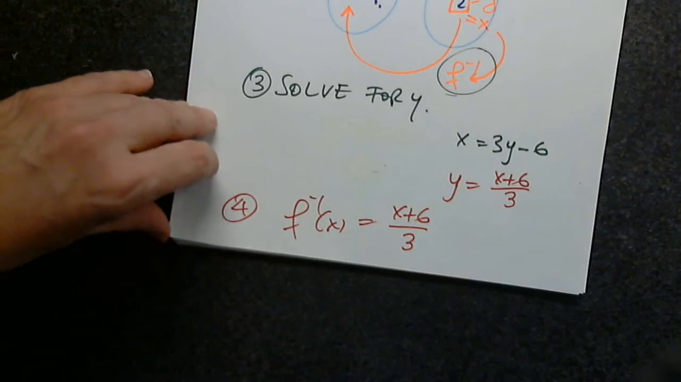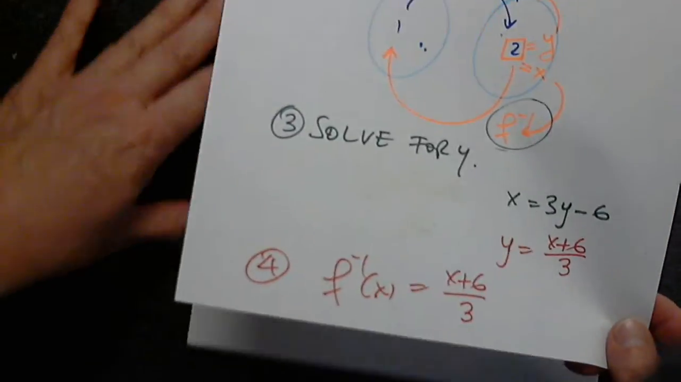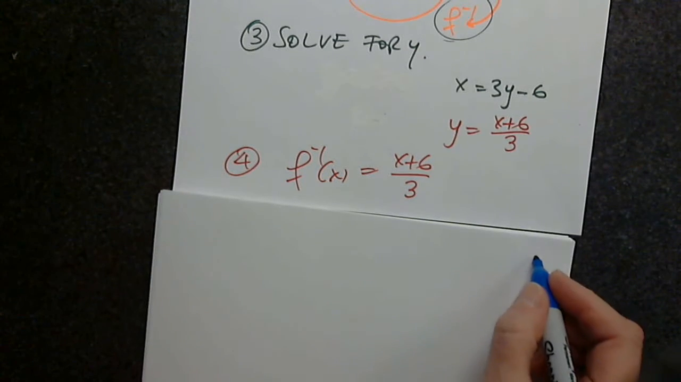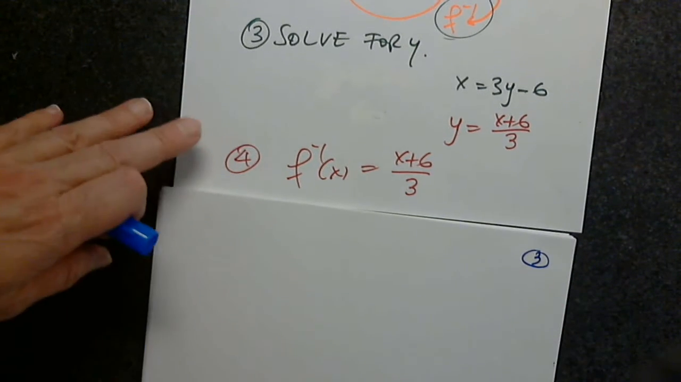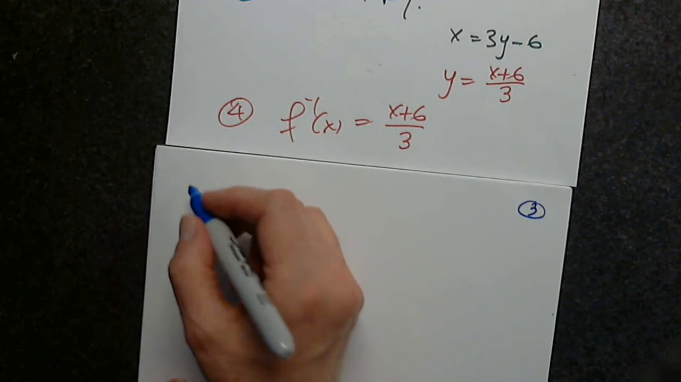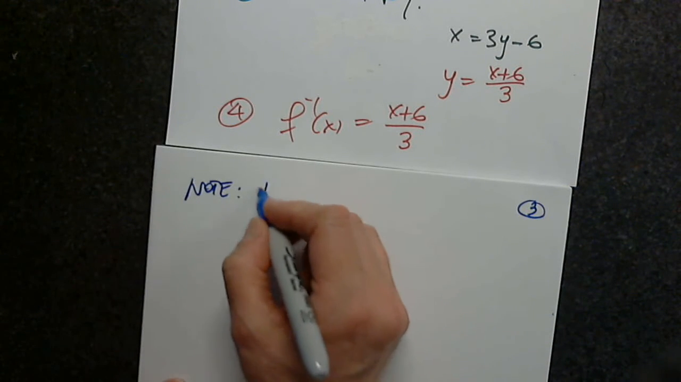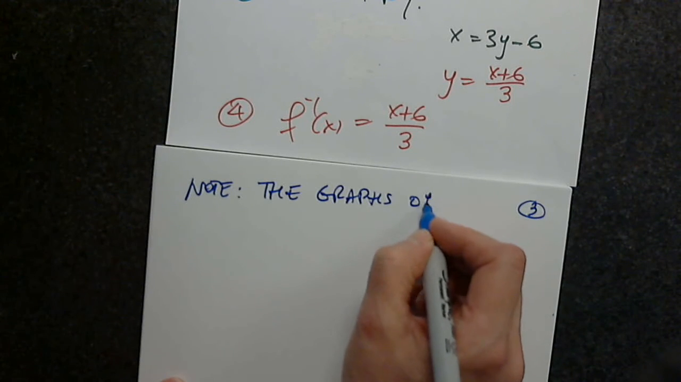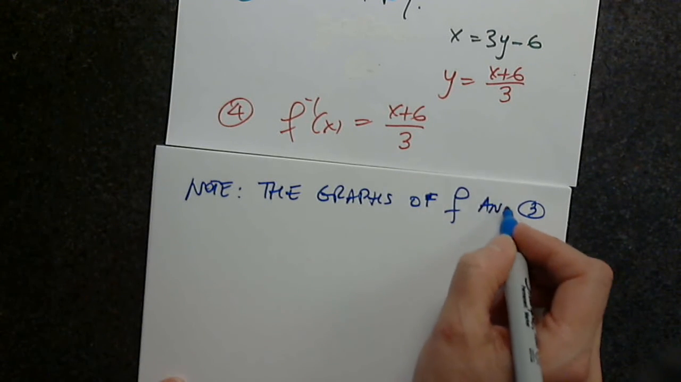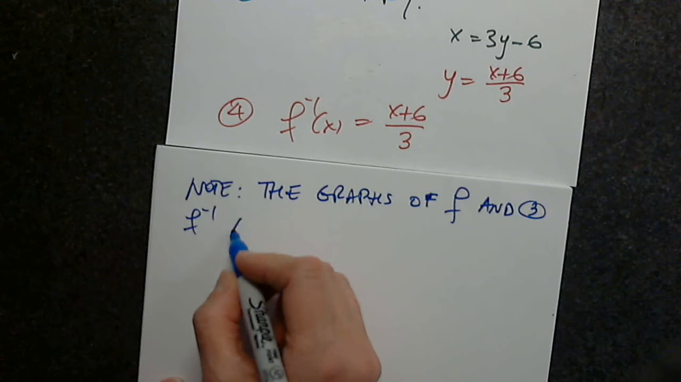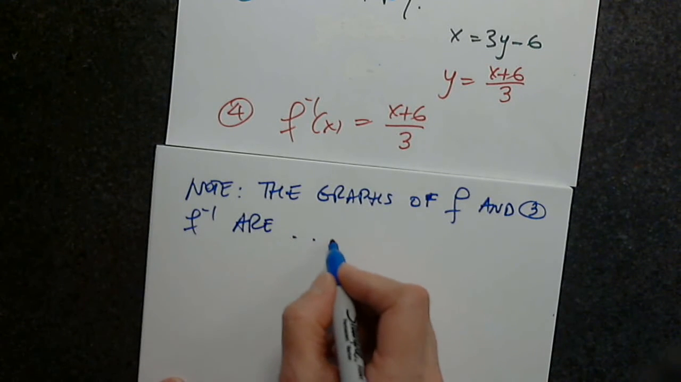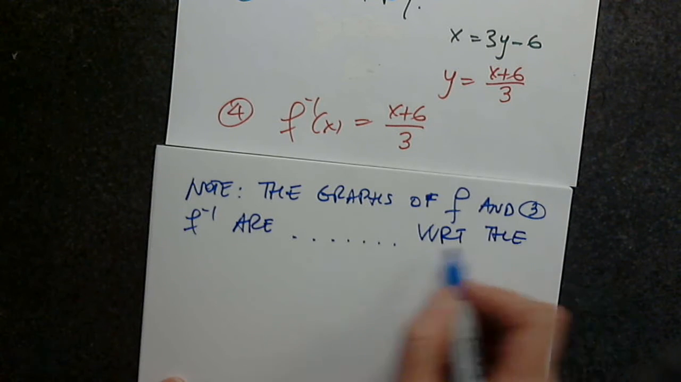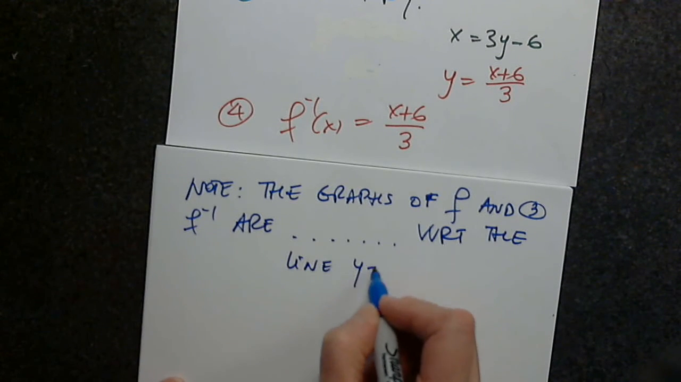And let's also suppose that we are asked to graph these two on the same coordinate system. Last time I did not write that note. We ran out of time, so let's write the note now. Note: the graphs of f and f inverse are, with respect to the line y equals x.